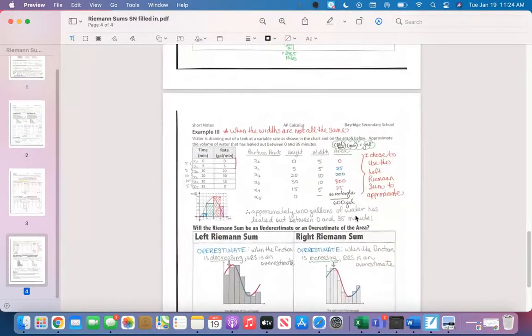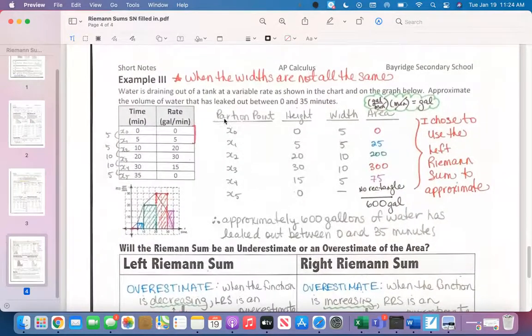Okay, so here is another example. In this example 3, we've got water draining out of a tank at a variable rate, and somebody has collected some data, and at different times has done calculations of the rate at which the water is draining out of this tank, in gallons per minute. You'll notice here that the intervals my x's are changing by are not consistent. So I'm going to start off with my partition points: partition point 0, 1, 2, 3, 4, and 5.